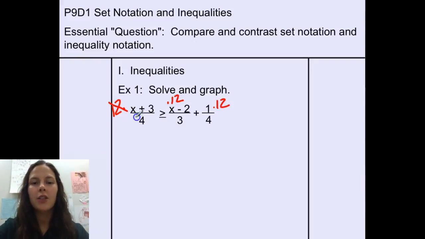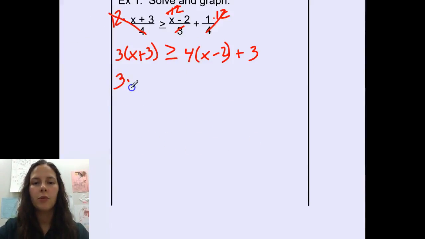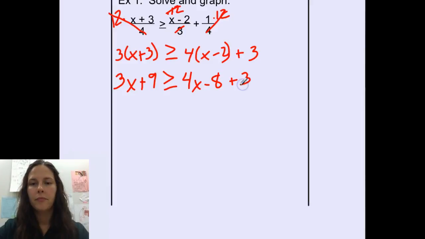On the left-hand side, 12 divided by 4 leaves me with 3 times the numerator, which is greater than or equal to 12 divided by 3 leaves me with 4 times the numerator. And 12 divided by 4 is 3 again. Next, we'll distribute on both sides. Combine our like terms on the right-hand side.